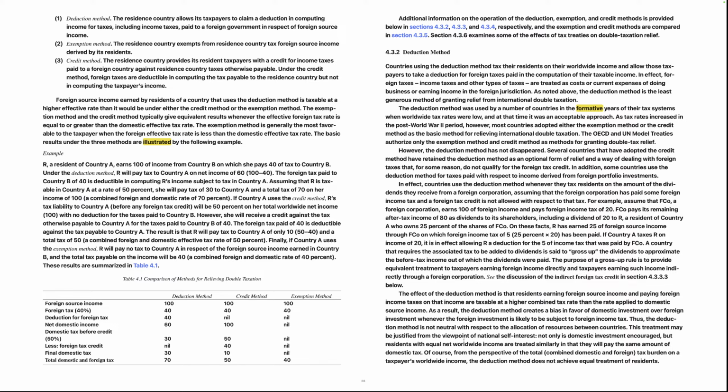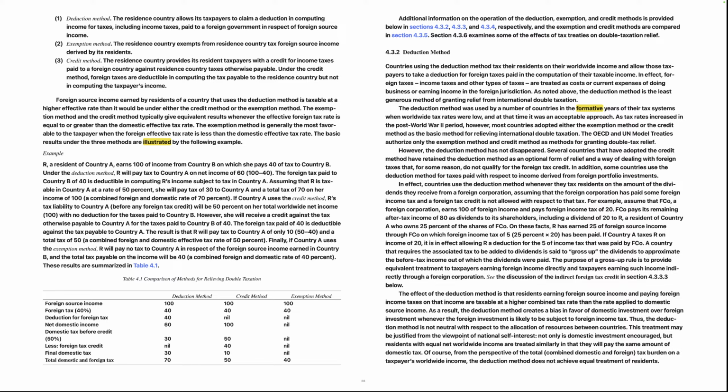It's not neutral with respect to the allocation of resources between countries. This treatment may be justified from the viewpoint of national self-interest. Not only is domestic investment encouraged, but residents with equal net worldwide income are treated similarly in that they will pay the same amount of domestic tax.